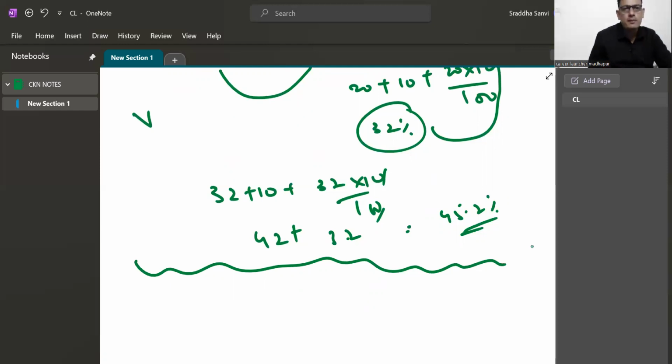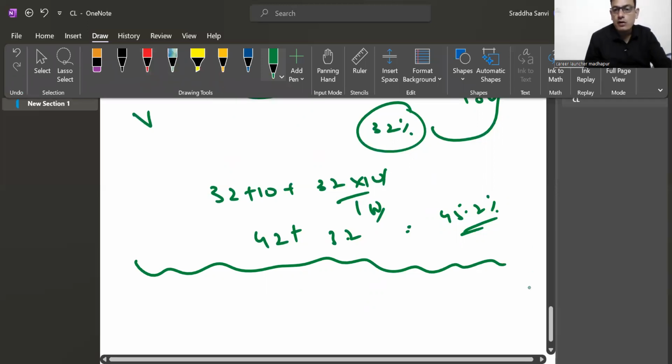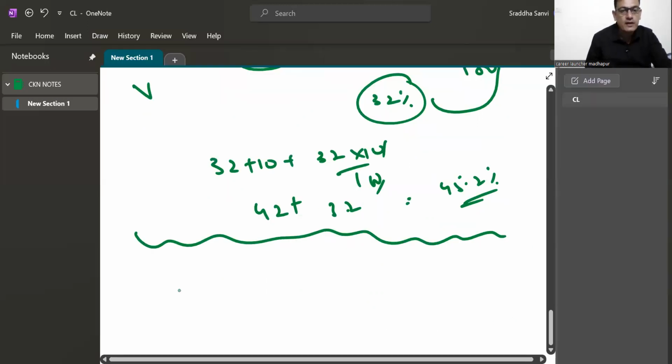Then how do I solve the problem? Yes, there's a way. Let's see. Henceforth, for all such questions, I'll apply only one method. Volume is L into B into H. I'll assume initial volume is 100 units.